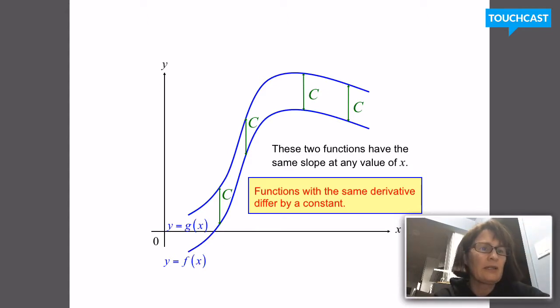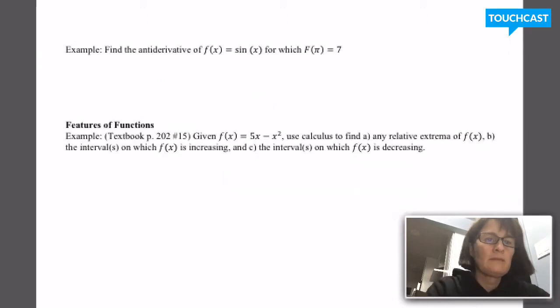So if I picked an x value there, g of x will be exactly capital C more than f of x at this place. So we're going to use this C, this idea that there could be some constant difference between all the functions who have the same derivative, to find specific antiderivatives, like the one on your worksheet.